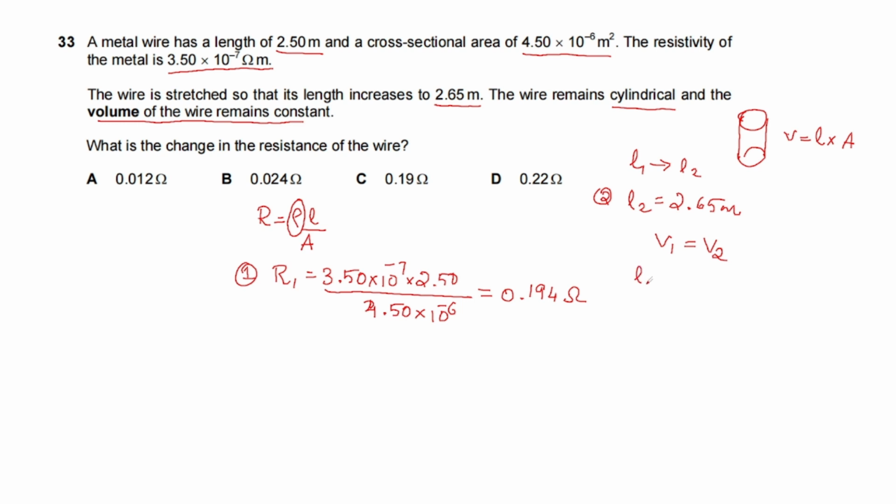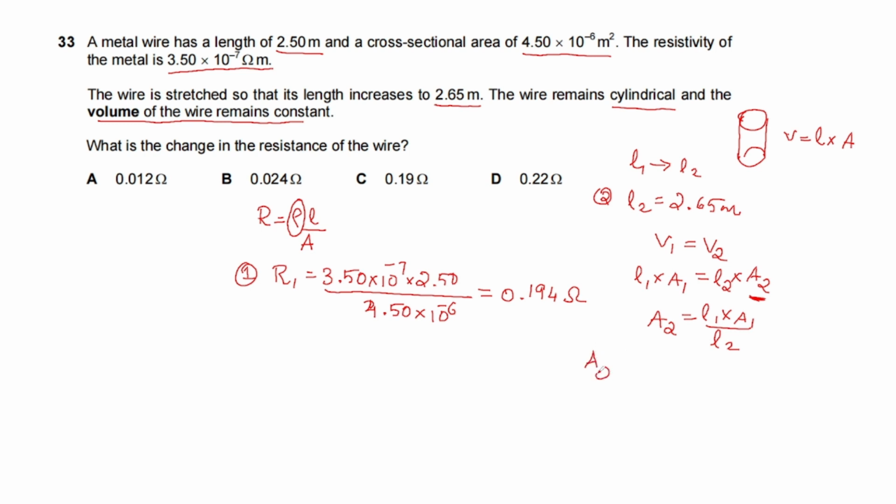The length in the first condition we can write as L1 times A1, that is equal to the volume after the structure, L2 times A2. You know the L1, A1 value and the L2 value also. What you need to find out is A2, right? So please rearrange. You will be getting L1 times A1 divided by L2.